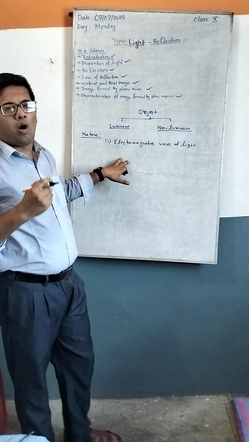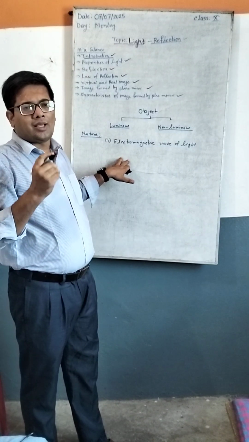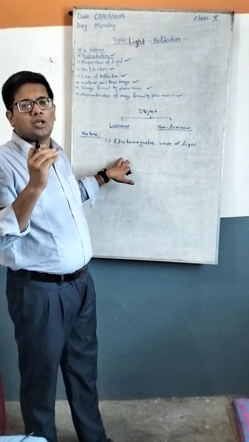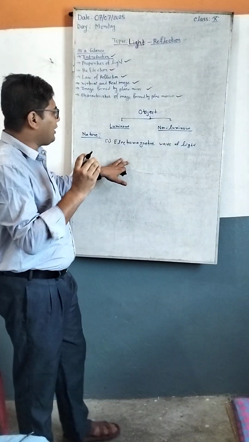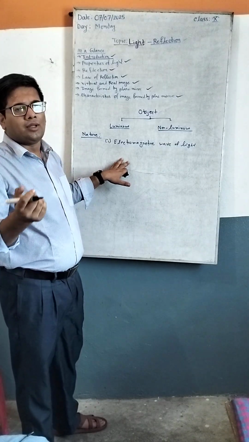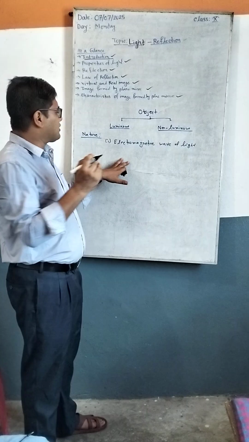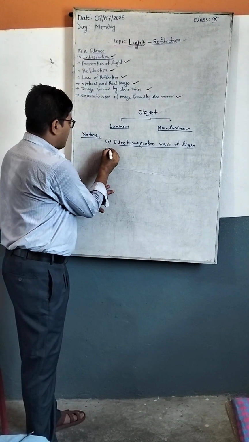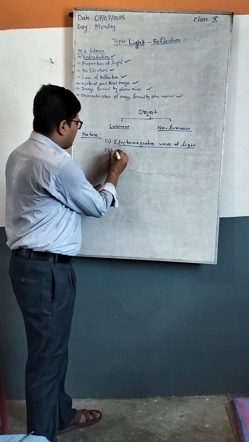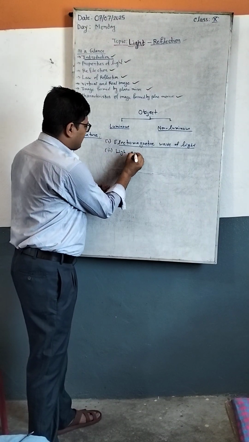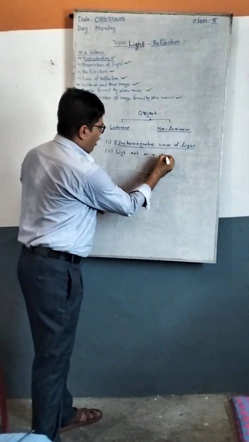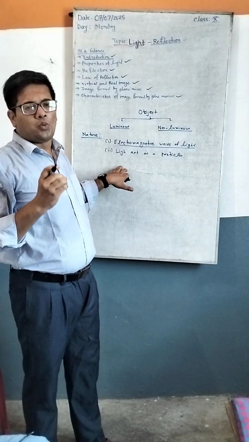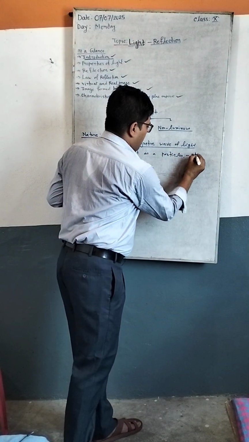When light passes from one medium to another medium, this does not require any medium. What are media? We know three media are present: solid, liquid, or gas. So when light travels, it does not require any medium. That is called the electromagnetic wave of light. Second theory, light acts as particles. Particles means light is a combination of particles. Which particles? Photon particles, photons.